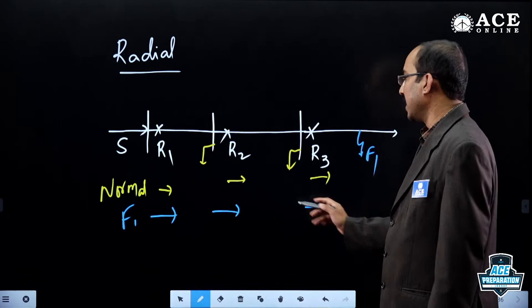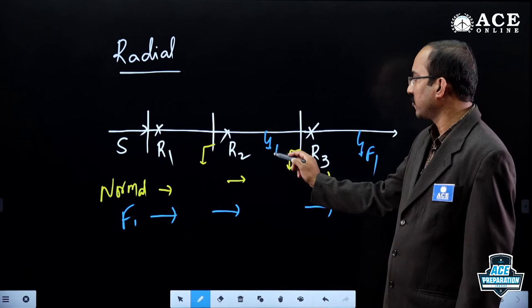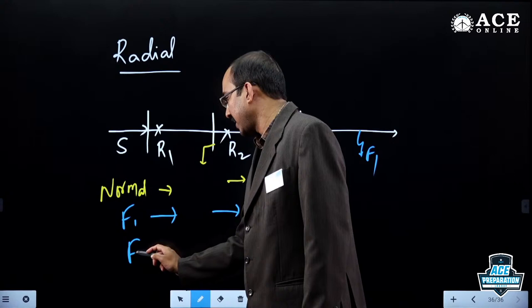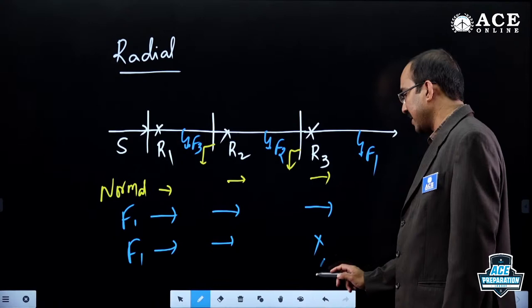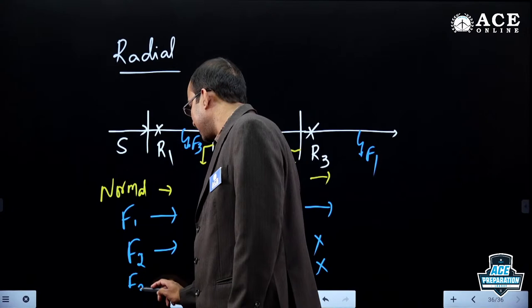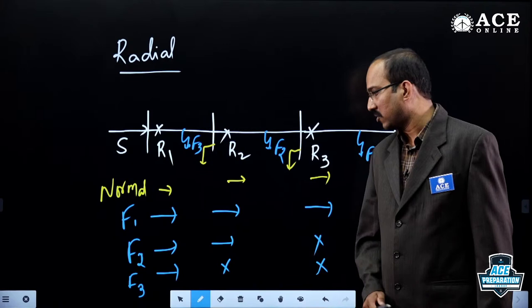Okay. Now, if you consider the fault F2 here, this fault F2 is not sensed by relay 3. Fault F2 is sensed by relay 1 and relay 2 only. Now, if you consider the fault F3 here, it is not sensed by relay 3 and relay 2. And fault F3 is sensed by only relay 1. So, if you observe from normal condition to fault condition, is there any change in direction of current?